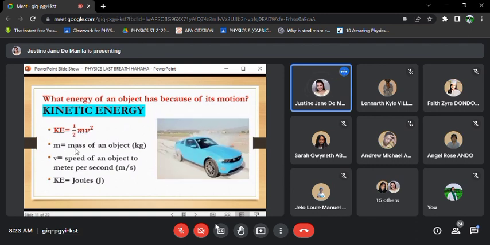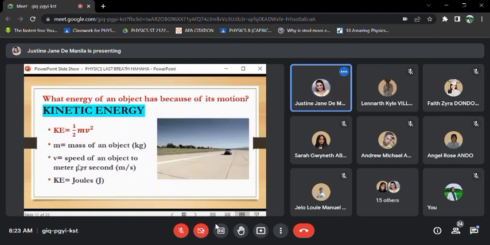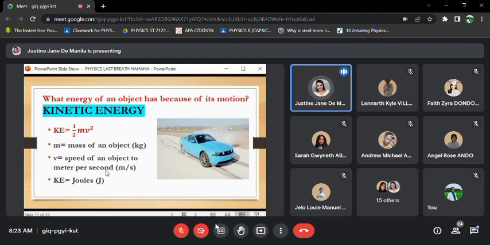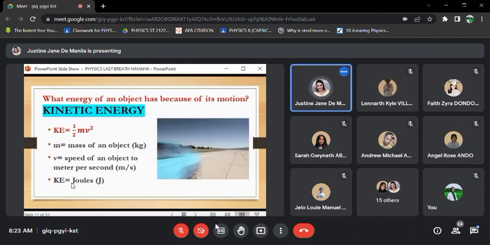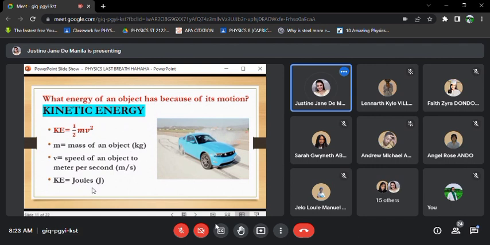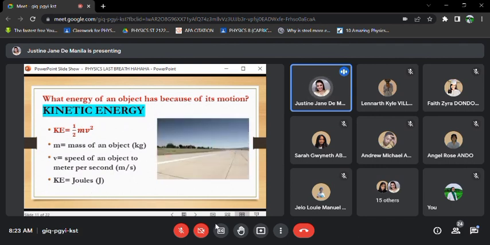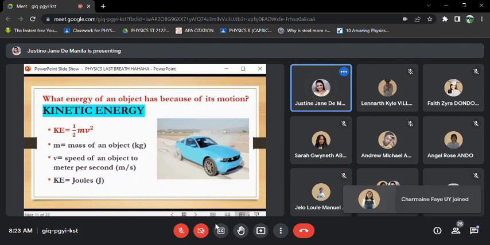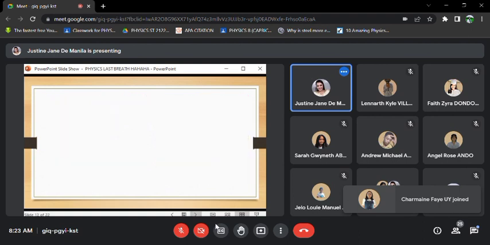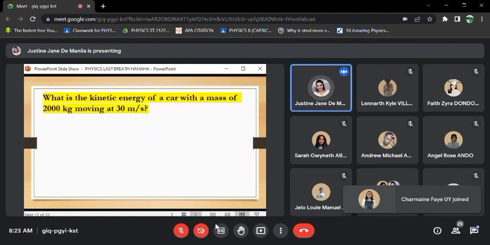Then, m is the mass of an object in kilograms. v is the speed of an object, in meters per second. And then, kinetic energy is expressed in joules. So, don't forget the formula. Okay? So, let's solve this problem.